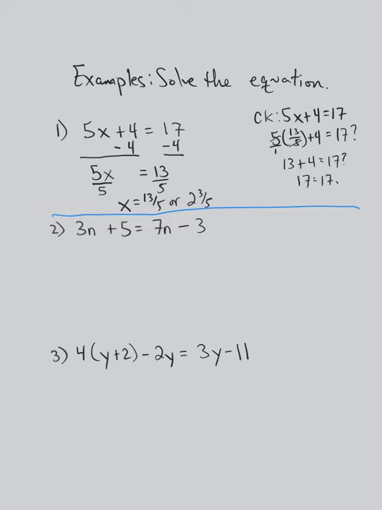Okay, now remember too, I just want you in the habit of checking. So to check this, you could just as easily, just on your calculator, type it in just like it's written. So you'll type in 5 times 13 divided by 5 plus 4. Hit enter, and your calculator should display 17, and that's the way you know it checks.